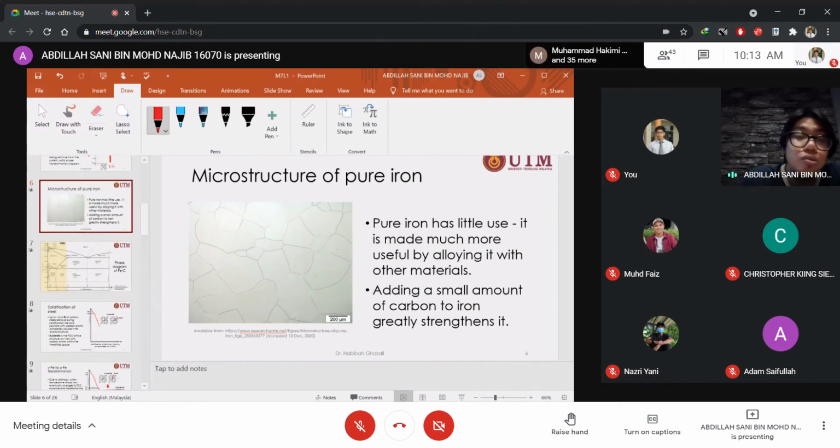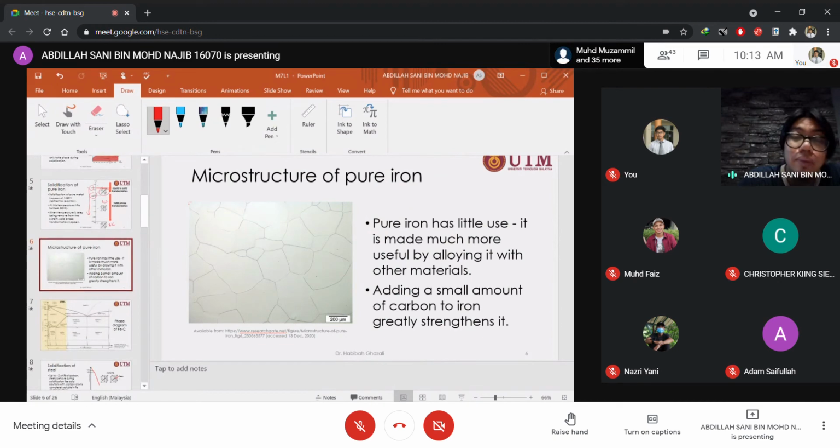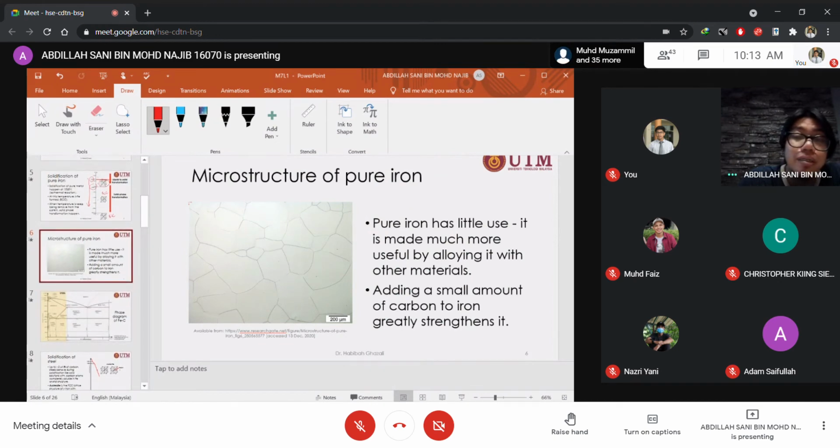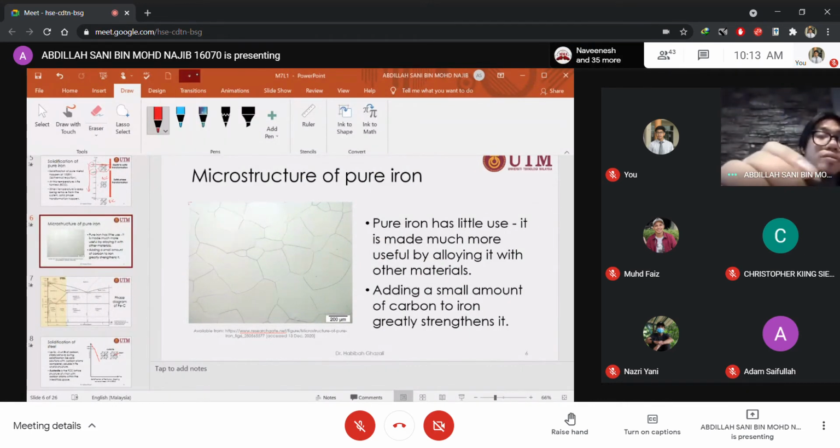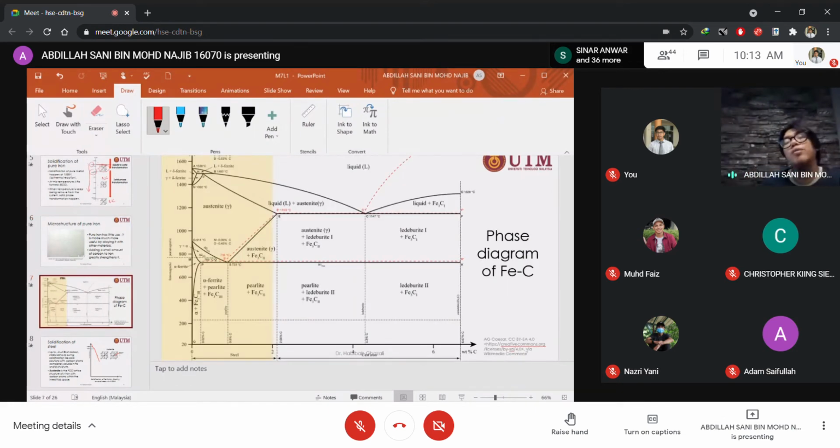Okay, so this is the microstructure of pure iron, without any addition. Right. And okay, this is what we are going to focus on.